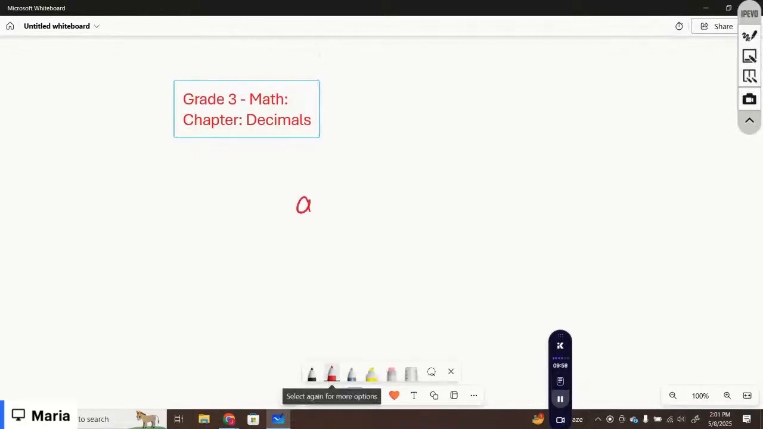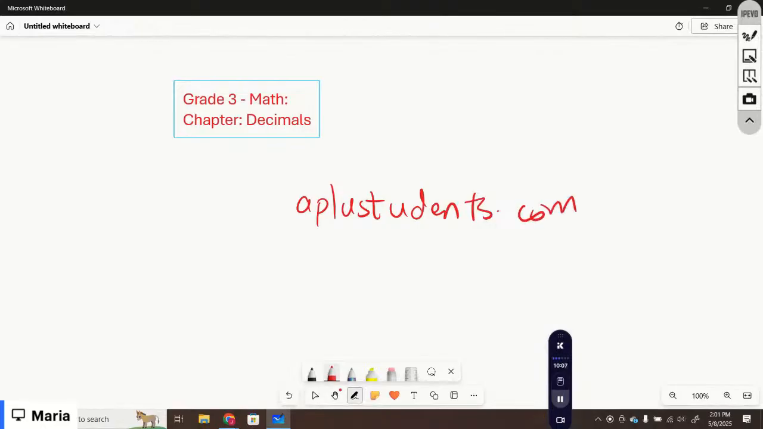You can find all the lessons on aplustudents.com. You have to log in there using your email address and password as provided by the administrator. Then you have to select math from the subject tab, scroll down to grade 3 math, and then click on view all lessons. Here you can find a list of the chapters. We need to start with the chapter decimals.